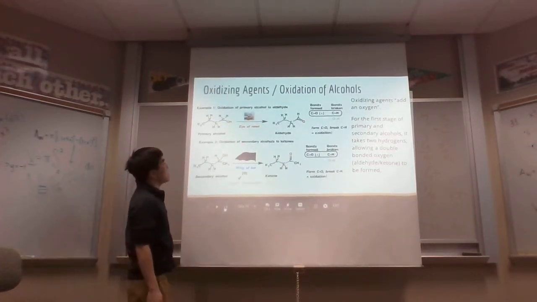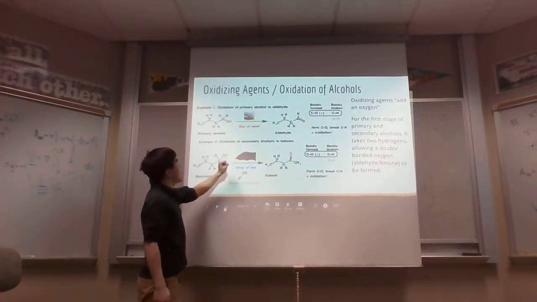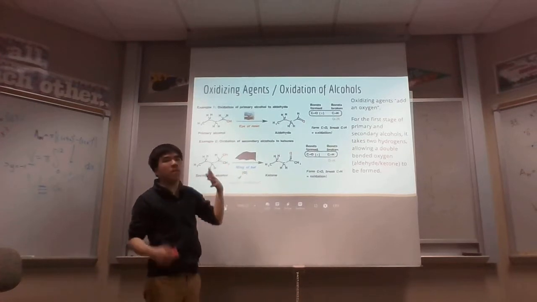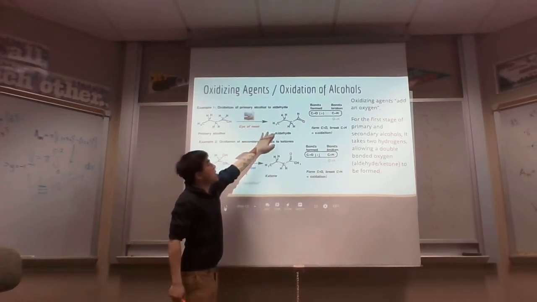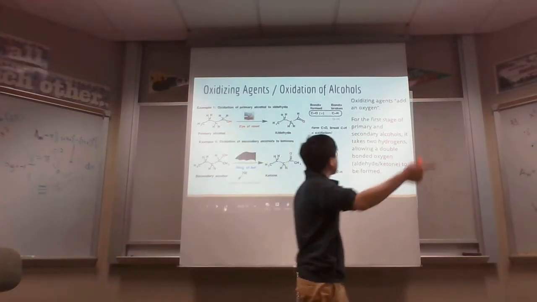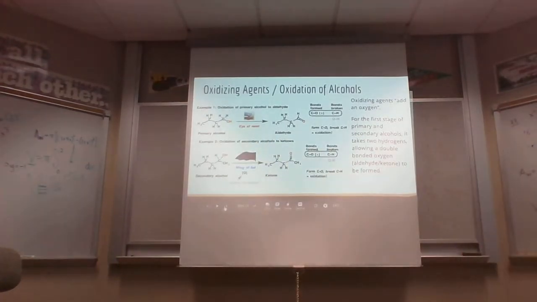So with primary and secondary, it's the same thing. Hydrogen is being ripped away from the oxygen and from the carbon, and you form a double bonded oxygen. So it's an aldehyde, and a ketone in the middle. You don't need to know aldehyde and ketone. That's what happens. Next slide.